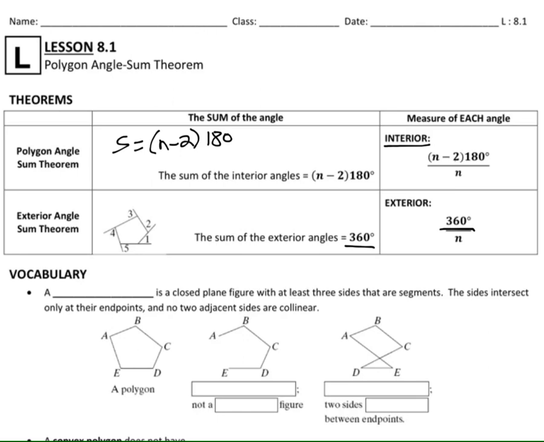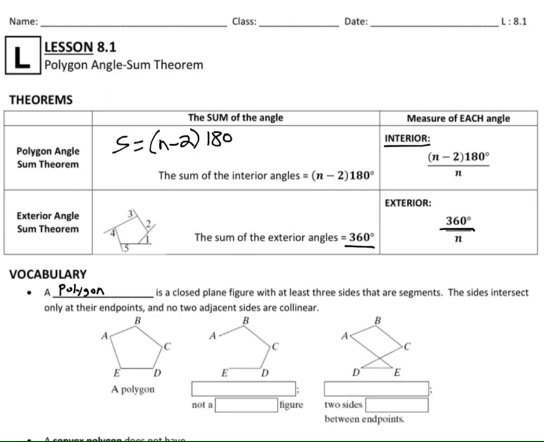Okay, so now let's look through some vocabulary. The first vocabulary we're going to look at is, of course, the definition for a polygon. A polygon is a closed plane figure with at least 3 sides that are segments. The sides intersect only at their endpoints, and no 2 adjacent sides are collinear. So basically any shape that has straight lines and is enclosed is a polygon.